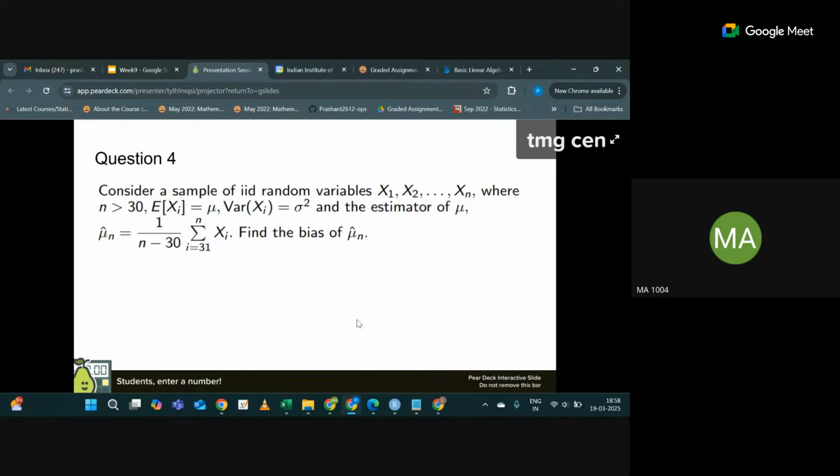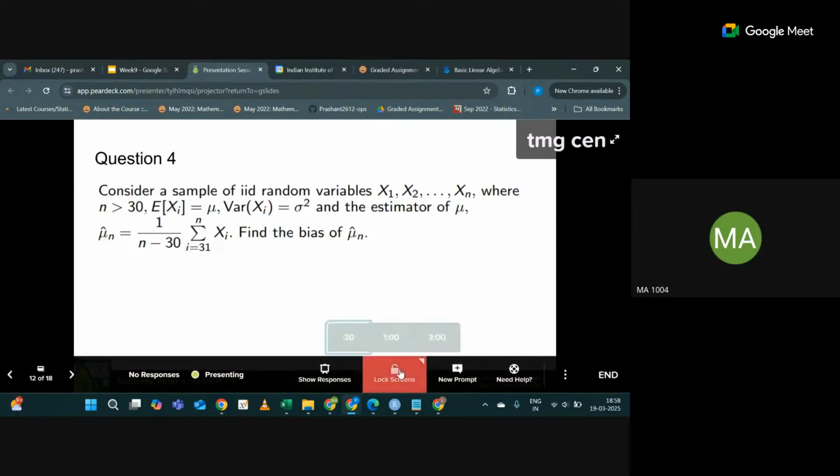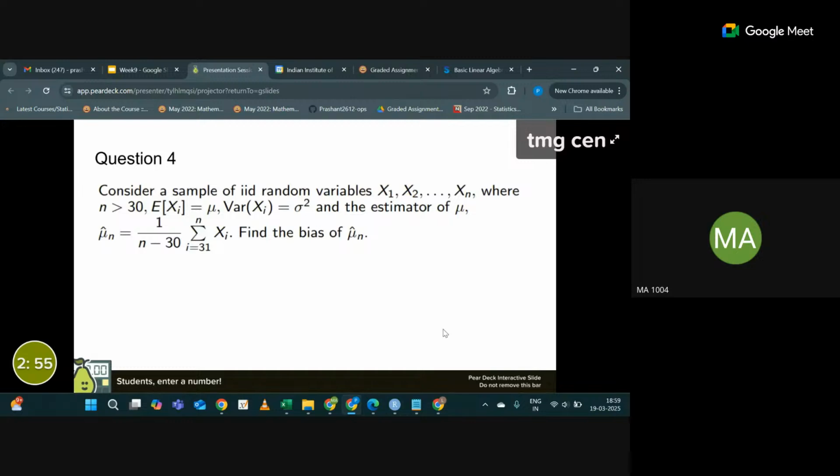So how will you calculate the bias? What is the idea? Bias is what? Expected value of mu hat minus mu, right? Here it is mu1 hat, correct? So you have to calculate the expected value of mu1 hat. I'm going to give you 3 minutes. I would expect a correct answer from everyone.